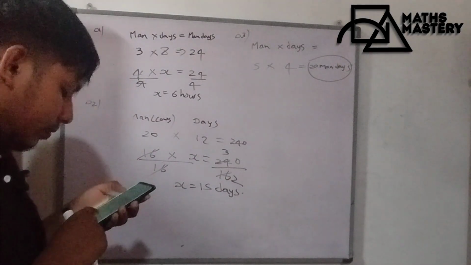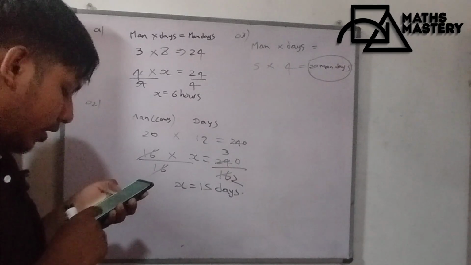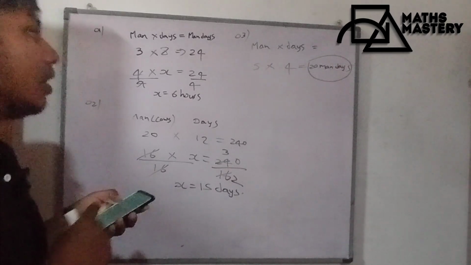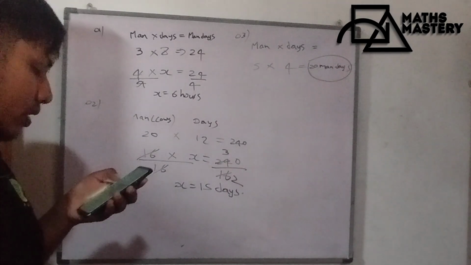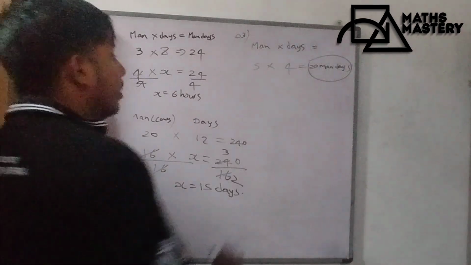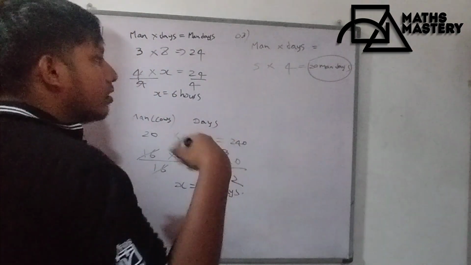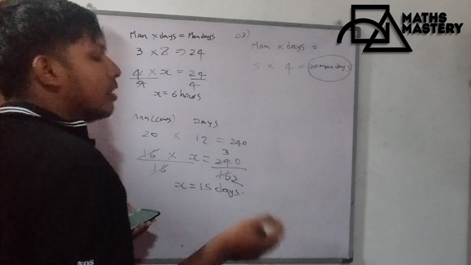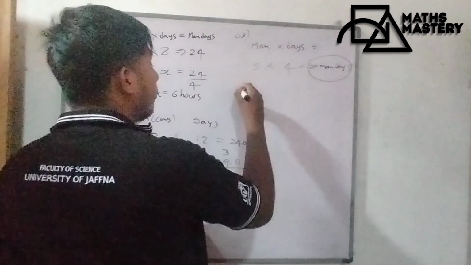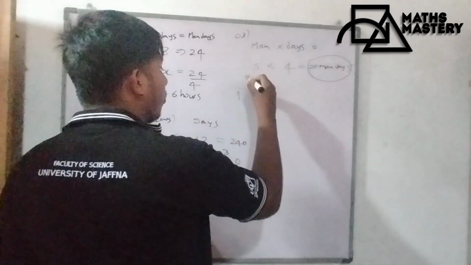But in this question, they are telling to find the number of days required to complete the same task by 10 men. Now think: 5 times 4 is 20 man days to complete what fraction of the task, which is 1/4. 1/4 of the task.